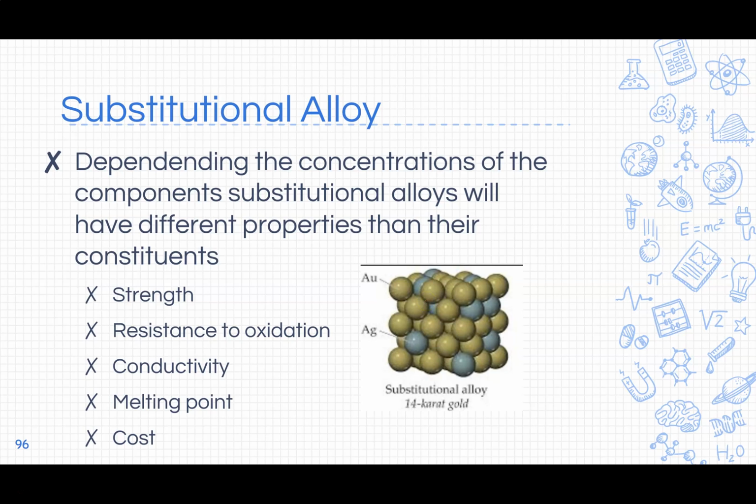So there are actually two other types of alloys, but those are not covered in our EP curriculum, so I'm going to not talk about them today. But interstitial and substitutional alloys are two ways that metals bond together to form mixtures.